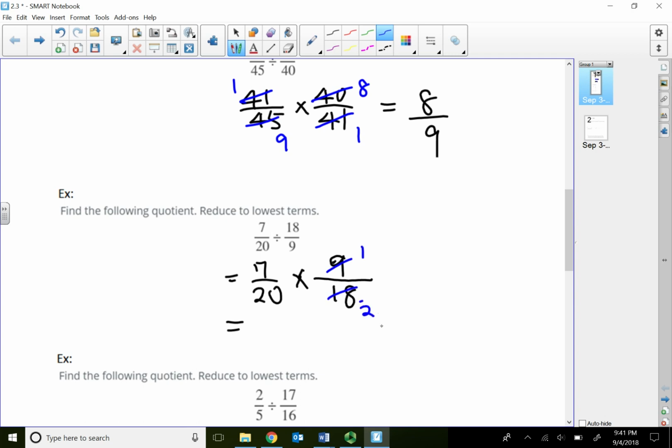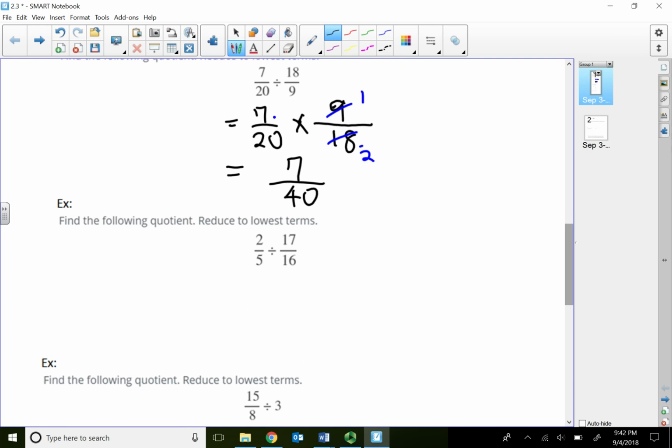So I just write a 2 down. 2 cannot reduce with the 7 on top, so there's no number to reduce top and bottom with. Let's multiply them side by side. 7 times 1 is 7, over 20 times 2 is 40. That would be the answer.